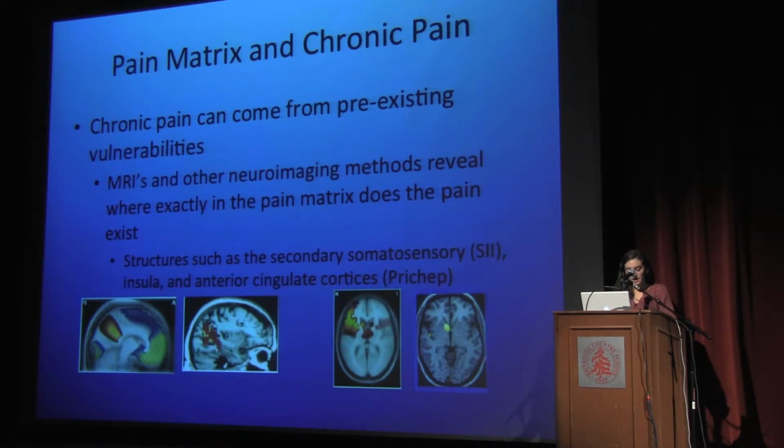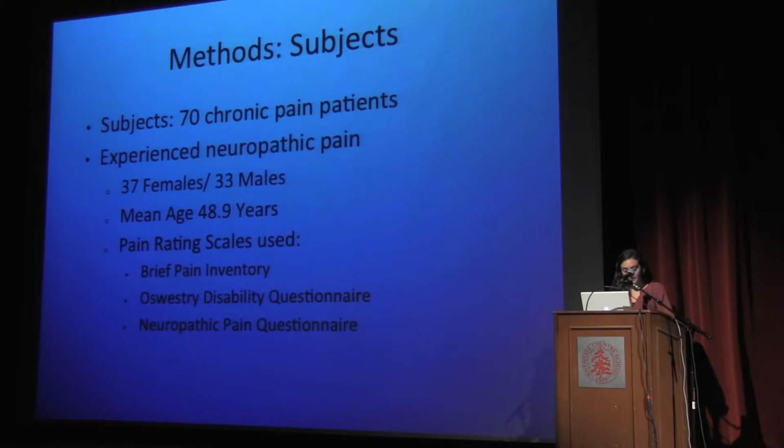We saw that in this study, all the patients experienced neuropathic pain, which is chronic pain resulting from injury to the nervous system. Many had pain from past spinal cord injuries and others from chronic migraines. So they were all uniform in the fact that it was neuropathic.